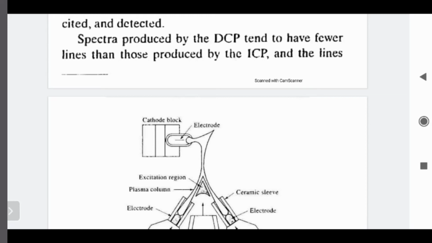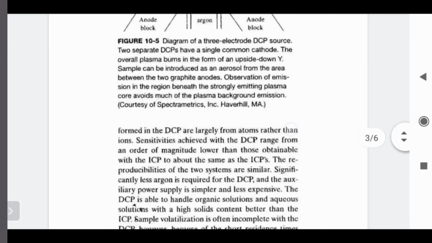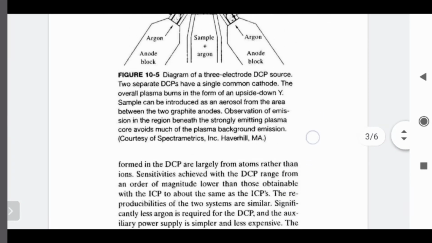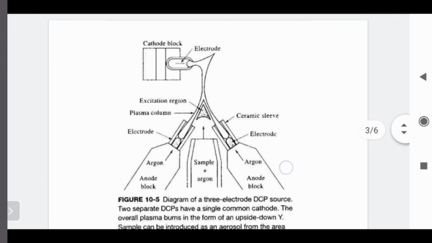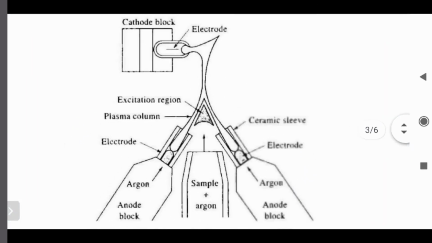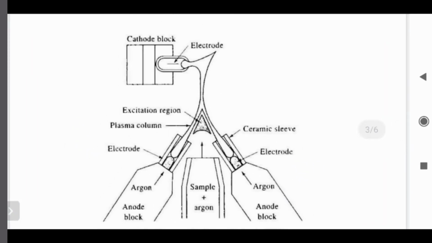But in direct current plasma we get to see fewer lines than that of the ICP. Okay, so we will first see the complete diagram of how the actual working takes place.